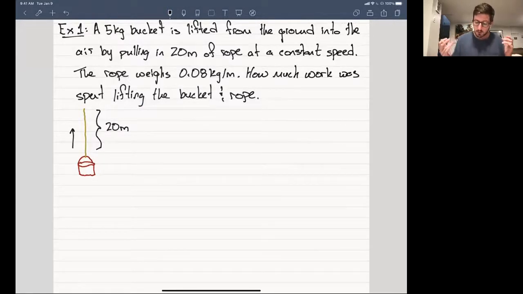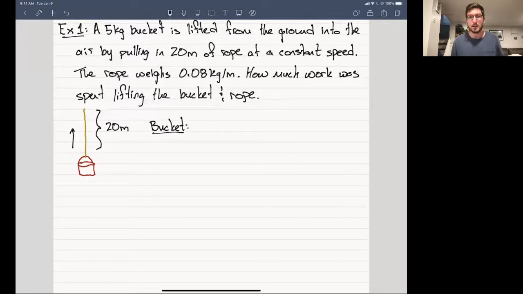So the way that we're going to approach this problem is we're going to see how much work is required to lift the bucket, and then we're going to add in how much work is required to lift the rope. And you'll see as we go through this why we need to break it up. So in the case of the bucket, things are relatively simple.